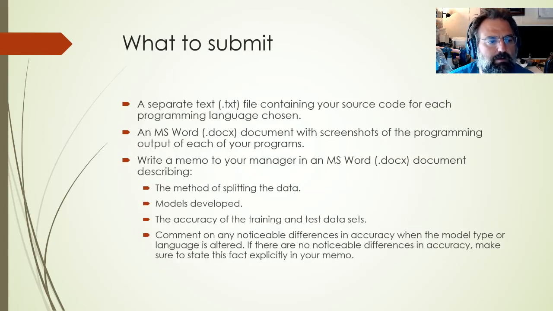So what you turn in: a text file with each one of the programs, and a Word document that contains screenshots. Combining them together into a single Word document makes a ton of sense to me. And then write a memo that basically says how you split it, into what sort of distribution or percentages, how the model was developed, the accuracy of the training and test sets, and comment on any noticeable differences in accuracy when the model type or language is altered. If there are no noticeable differences in accuracy, make sure to state this fact explicitly in your memo.